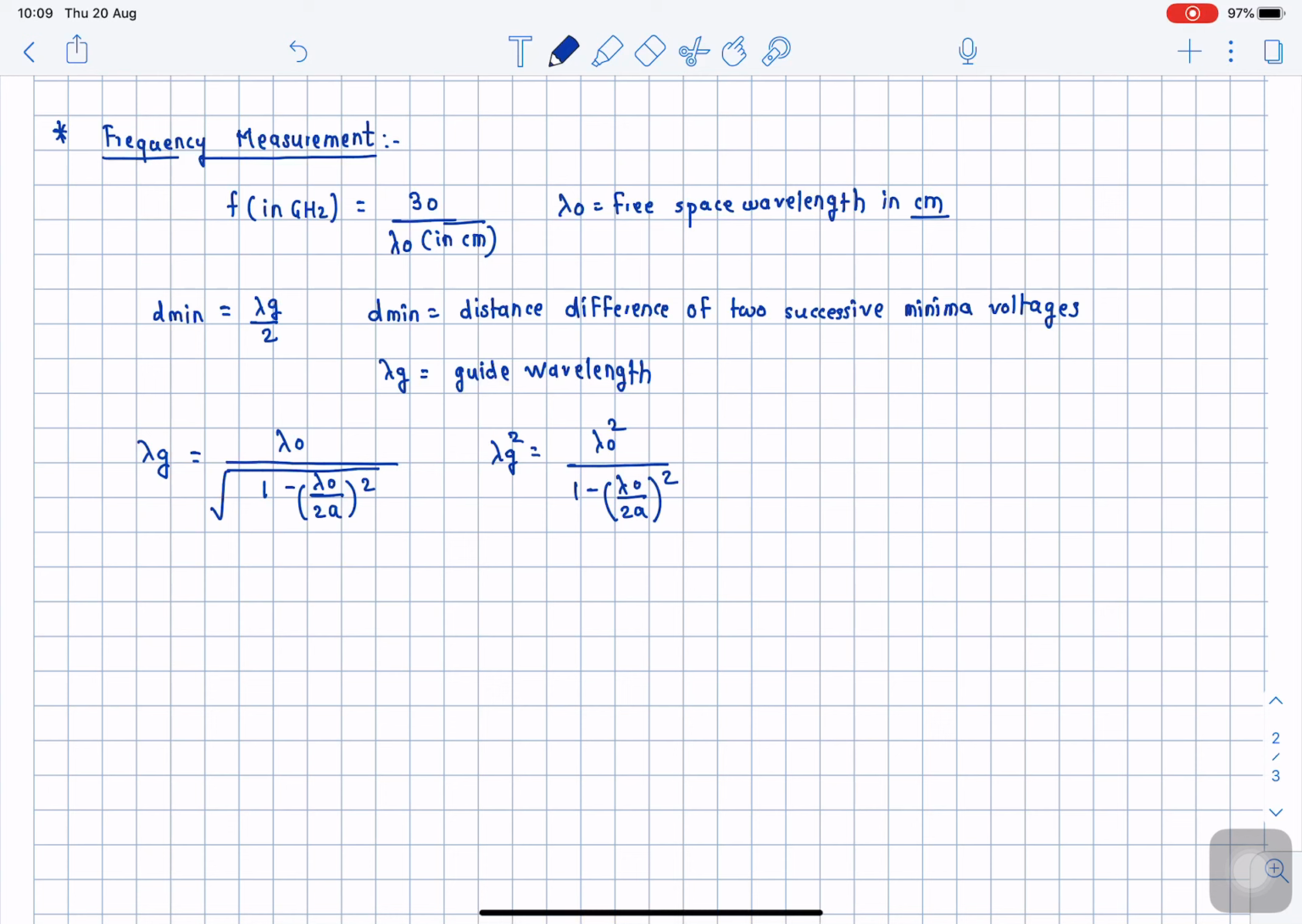First of all, we should know the value of this guide wavelength, and we should know the broadest dimension of the rectangular waveguide with which the test bench is constructed. So here lambda g is the guide wavelength and a is the broader dimension of the waveguide test bench.